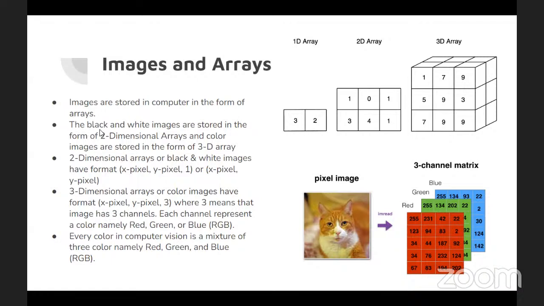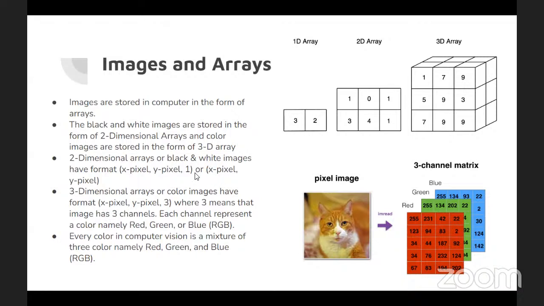So we have completed this point that images are stored in the computer in the form of arrays. The black and white images are stored in the form of two-dimensional arrays, and color images are stored in the form of three-dimensional arrays. The format of a two-dimensional array, or black and white image, is basically X pixel and Y pixel. If I ask what is the value at pixel 0 comma 0, this is 1. This is how two-dimensional arrays look.